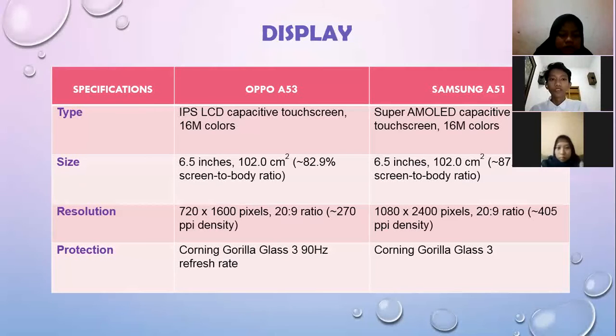Number 4, protection. Oppo is Corning Gorilla Glass 3, 90 Hz. Samsung is Corning Gorilla Glass 3, so both phones use the same protection.